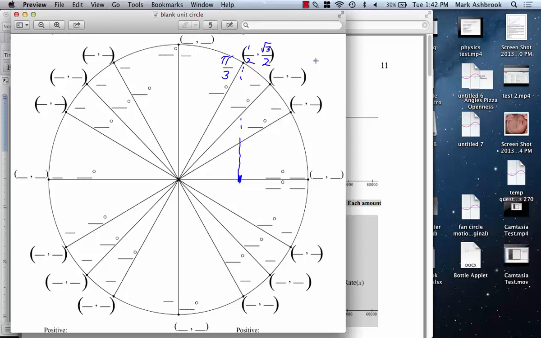You can ignore it down here at the bottom. It says positive, positive, so you can ignore that. Just where it says positive, positive, ignore that. You're filling in all the. Oh, and then we didn't talk about degrees. So here's our first quadrant.